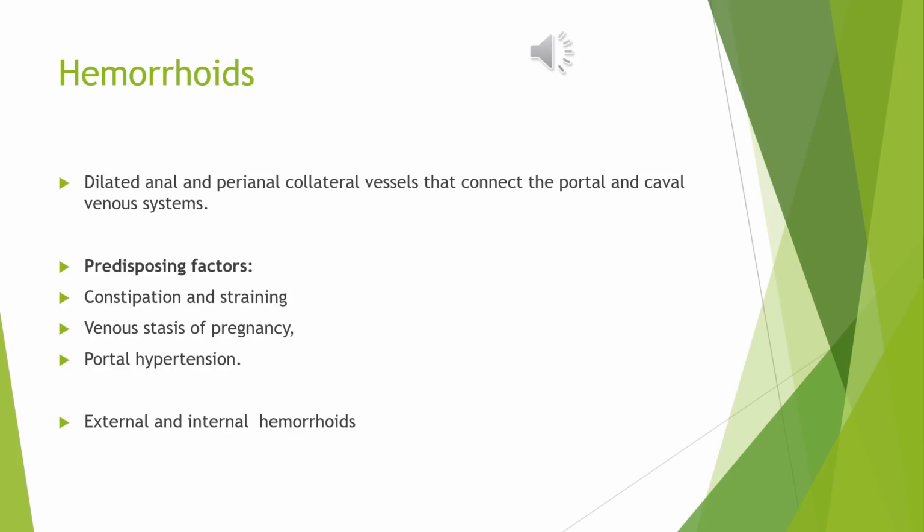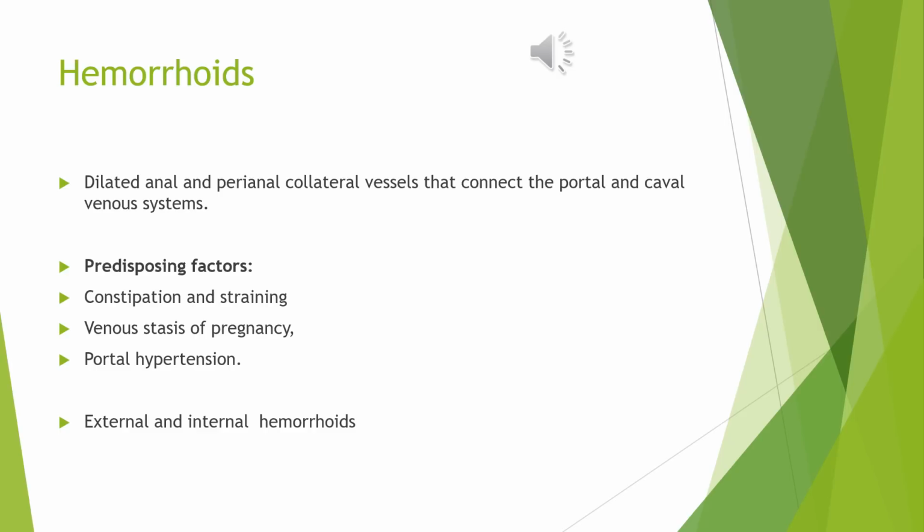And the hemorrhoids are subdivided into internal hemorrhoids and external hemorrhoids according to the location. If it is below the anorectal line, it is called external hemorrhoids, and if it is above the anorectal line in the rectal mucosa, it is called internal hemorrhoids. The predisposing factors for hemorrhoids, as I said, portal hypertension is an important predisposing factor, with the causes of portal hypertension being like liver cirrhosis or schistosomiasis.